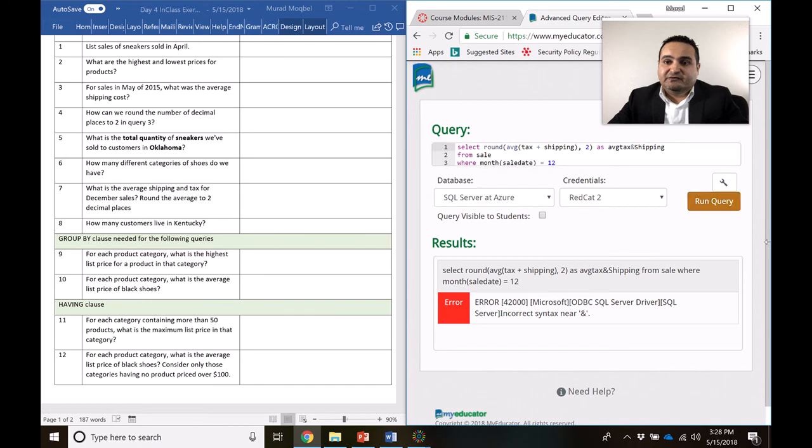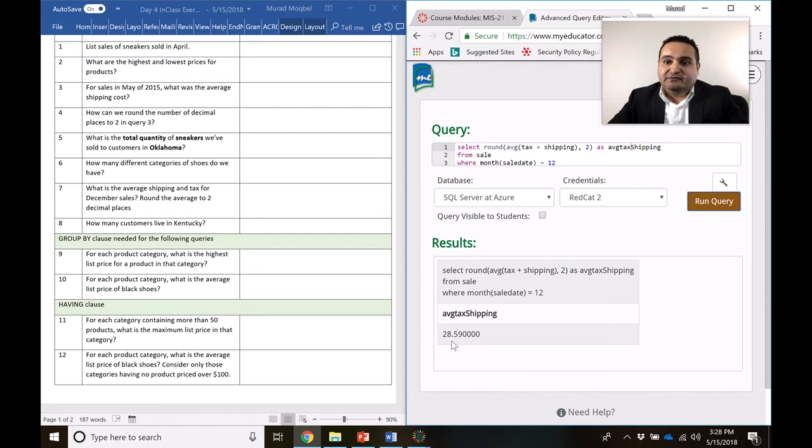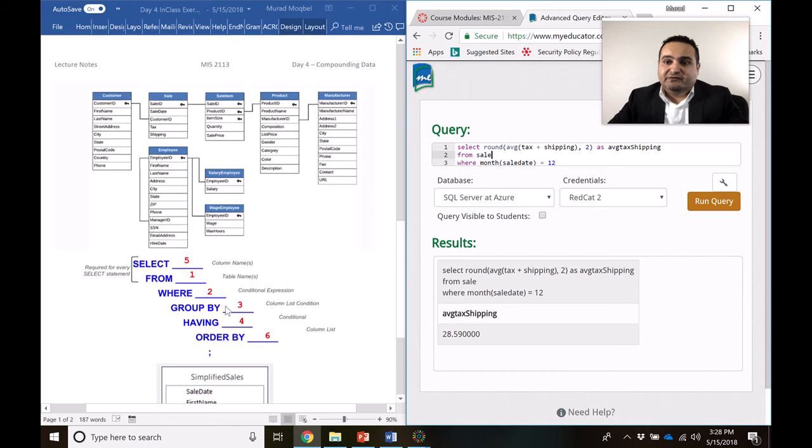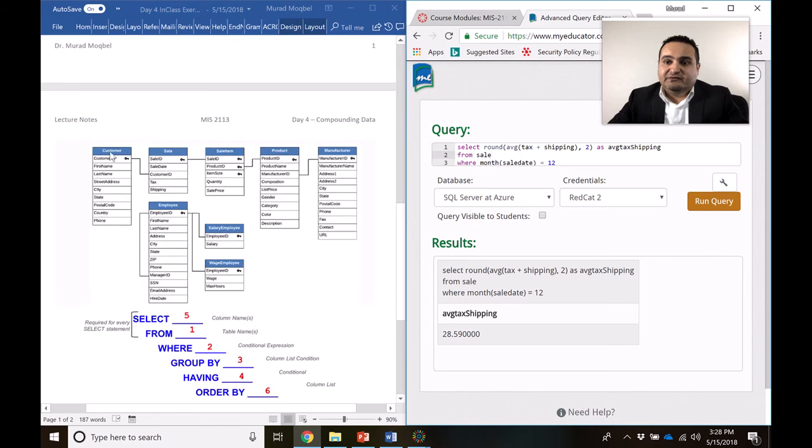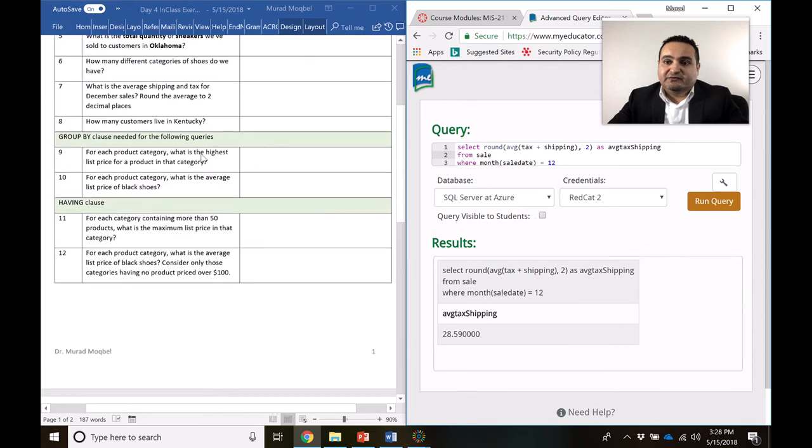It's not allowing me to use that and, so I'll just delete it. So now you got the idea that I have the average tax and shipping for December sales. So the eighth question is how many customers live in Kentucky? So I need the customer table and the state Kentucky. All right, so how many, do we remember now what keyword we should use?